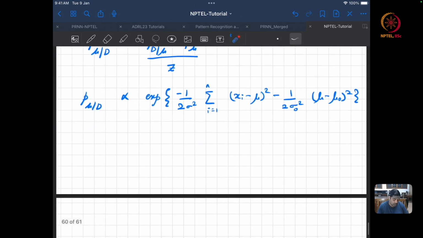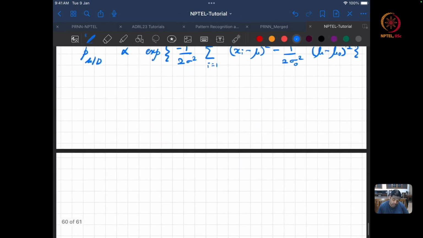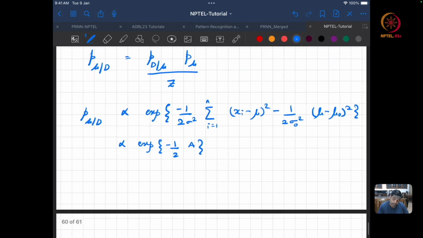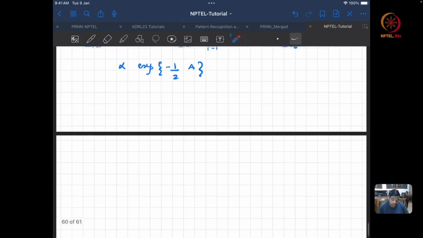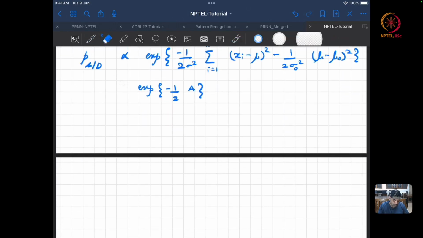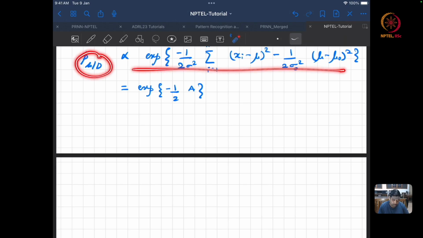Okay. So then this I can write as proportional, or same. I have taken the minus half outside, and then I can think of this whole term as A. So I should not use proportional here; I should write equal. Now this is proportional to this, and this is equal to this.